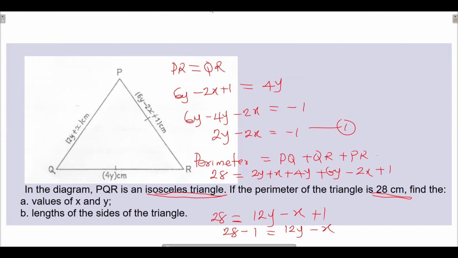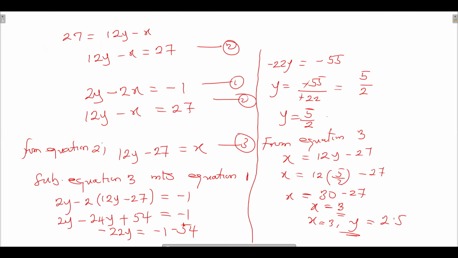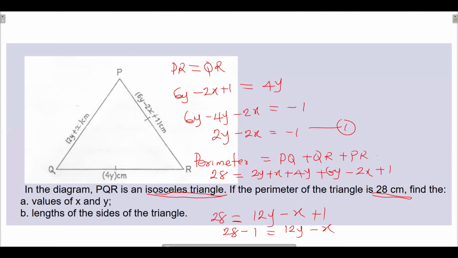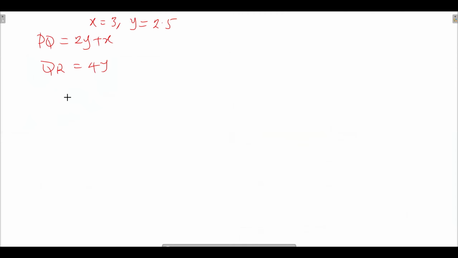QR equals 4y. And PR equals 6y minus 2x plus 1.